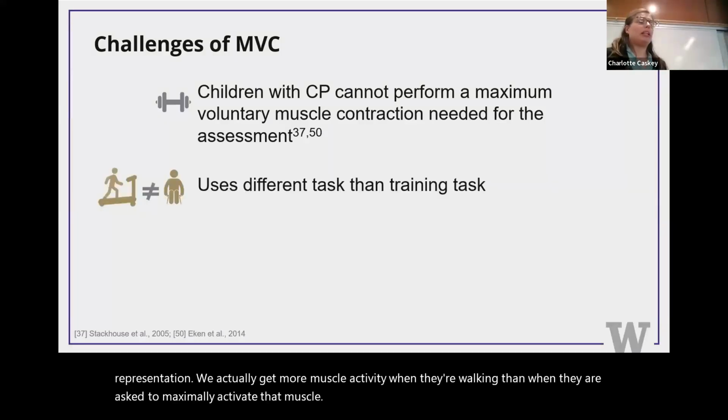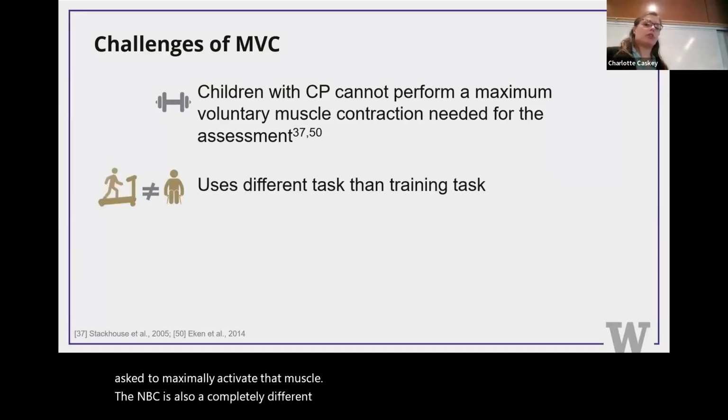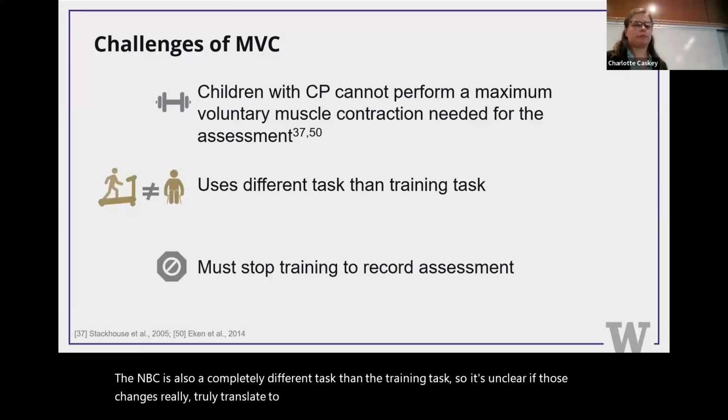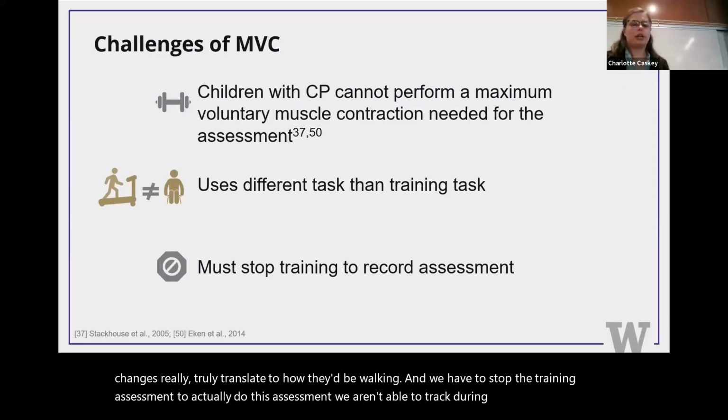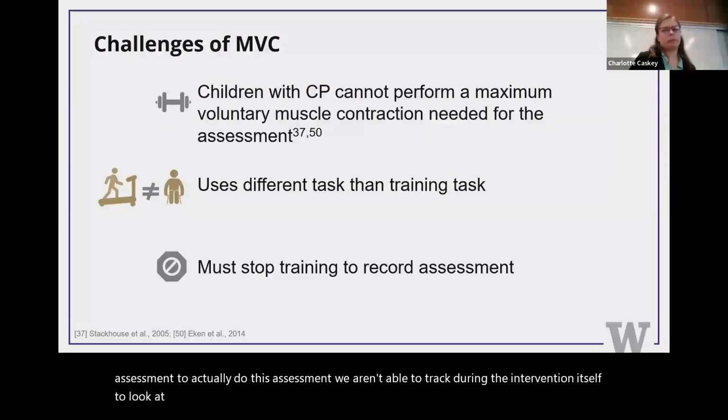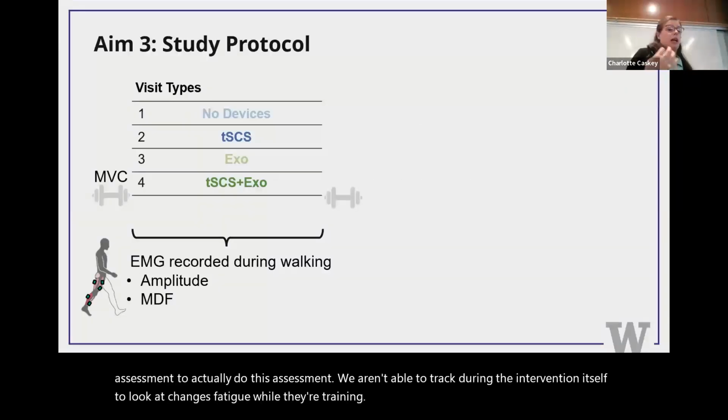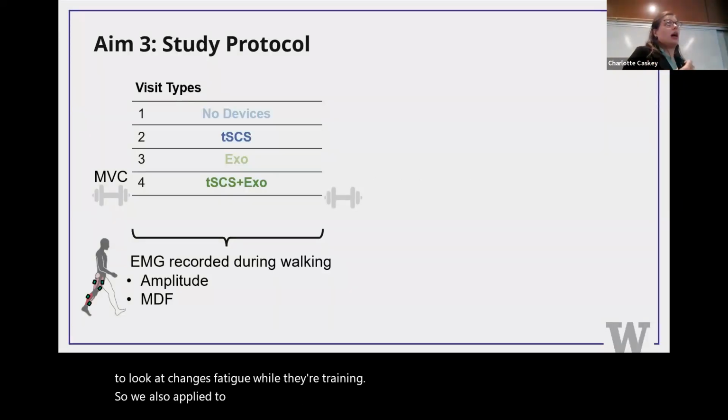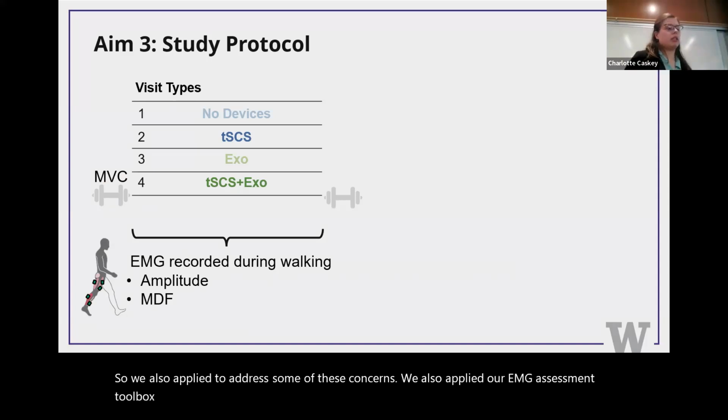The MVC is also a completely different task than the training task, so it's unclear if those changes truly translate to how they'd be walking. And we have to stop the training to do this assessment. We aren't able to track changes in fatigue during the intervention itself while they're training. So, to address some of these concerns, we also applied our EMG assessment toolbox during the walking activity, looking at changes in amplitude and median frequency.